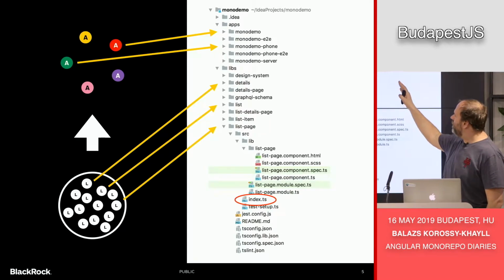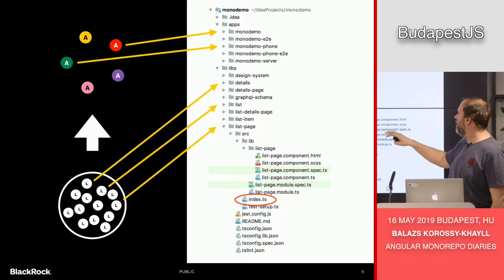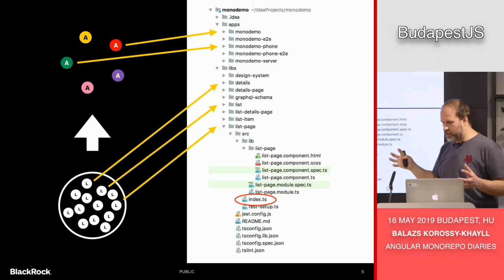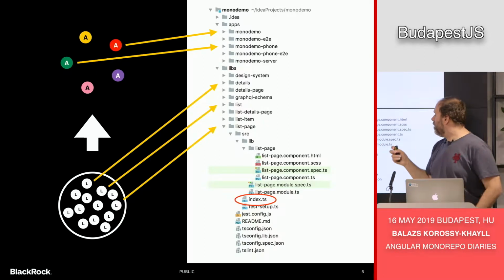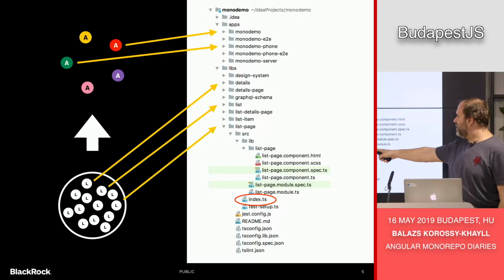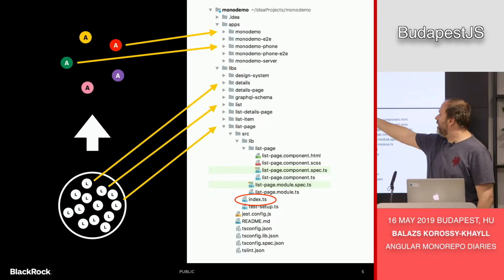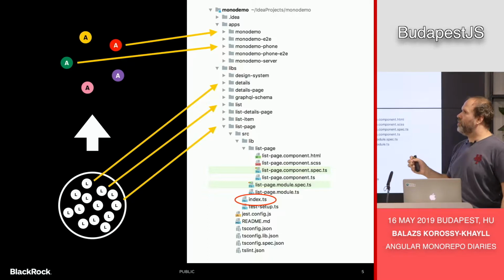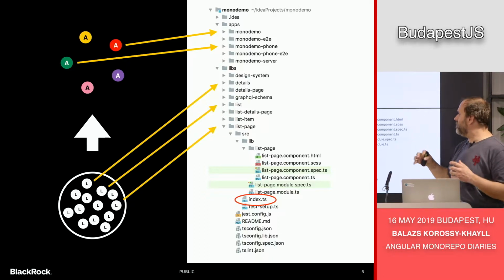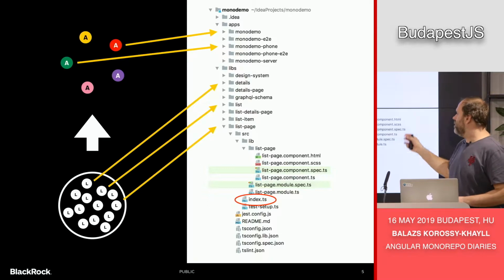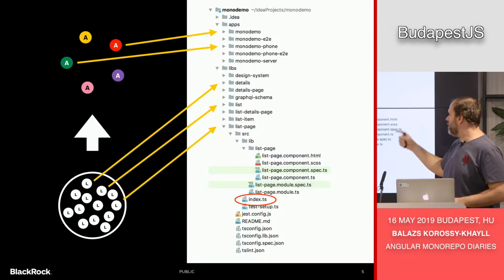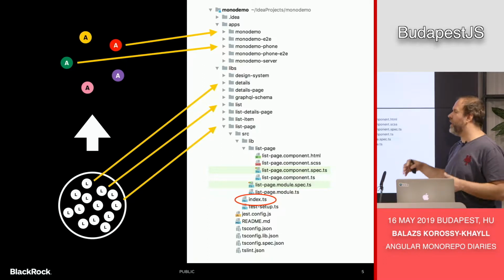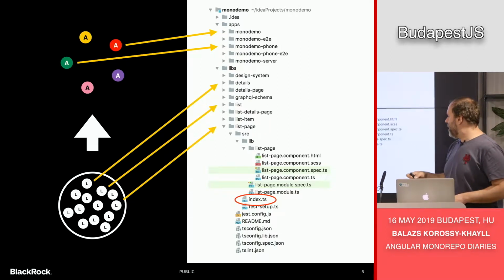So each of these libraries can contain an Angular module. An Angular module is already something that encapsulates code, but what's important here is that we have this index.ts in the src folder, which exports everything that is public within this library. So in our case, most of the time it just exports the Angular module, but it can also export other things like plain old TypeScript files for data models and so on.